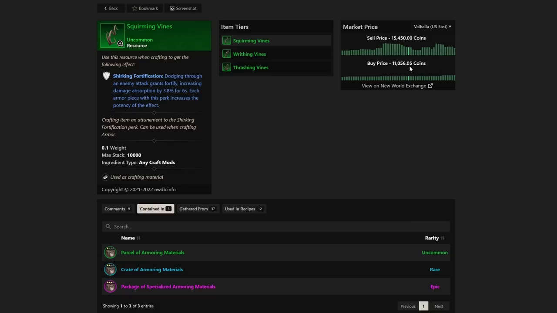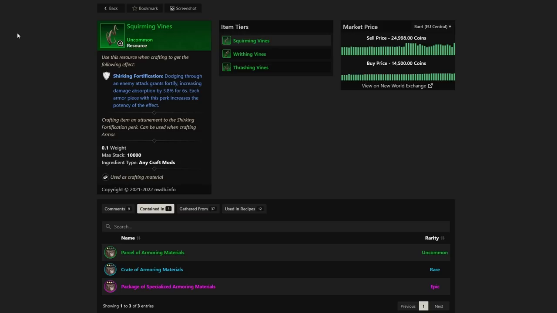But it doesn't mean people are not going to buy these for 15 to 25K. As you can see, the buy price on Valhalla is 11K. If we go to Marama, it's 11K again. Bari is 15K as the buy price. Absolutely insane to see these things selling for this much. And you may be asking, how can I farm these? Well, we'll cover that right after we get through all of the different craft mods that you should be looking for.